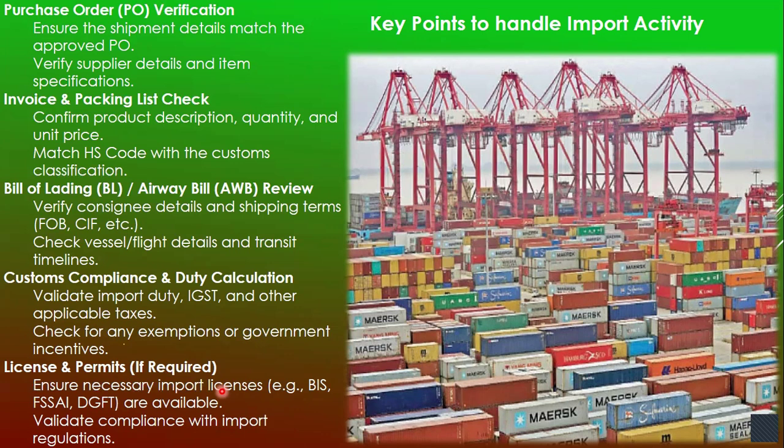In the same way, under Advance Authorisation, you can import raw materials without paying any duty, but you need to fulfill the export obligation. This license can be arranged with the CHA and you can get the benefit. Apart from this license, you also need to prepare BIS, FSSAI, and DGFT documents, like a BIS certificate, required at the time of importing. If you don't have such documents, your shipment will be held at customs and storage charges will apply. In the same way, FSSAI requirements also apply.